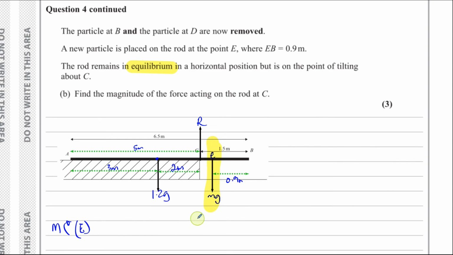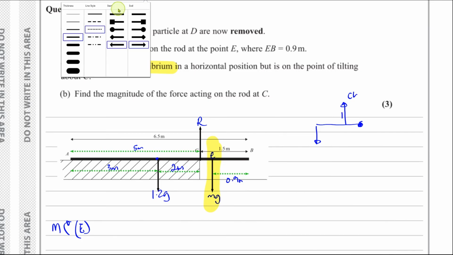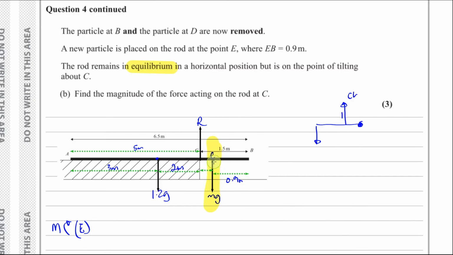So if we take moments about E, you have the force acting upwards here and downwards here. So this would give you clockwise moments if this is the pivot. So you're going to have R times the distance between E and that force, which we can work out. It's basically this distance here. That's going to be 1.5 minus 0.9. What's 1.5 minus 0.9? That's going to be 0.6. So that's 0.6 meters. So we have R, the force, times 0.6.